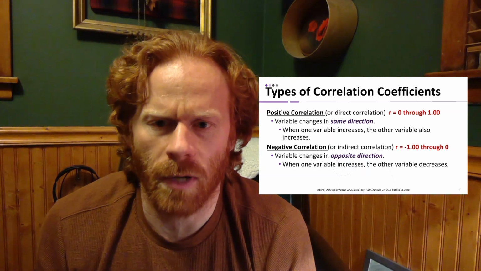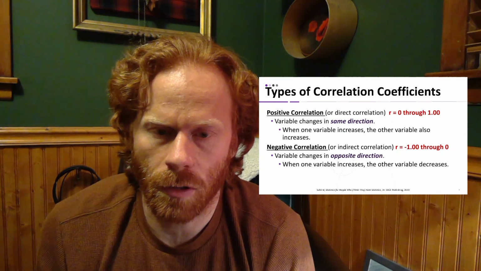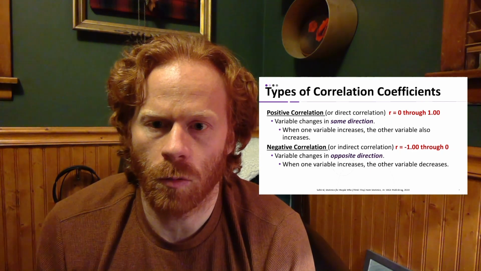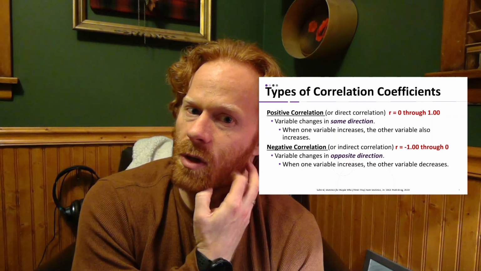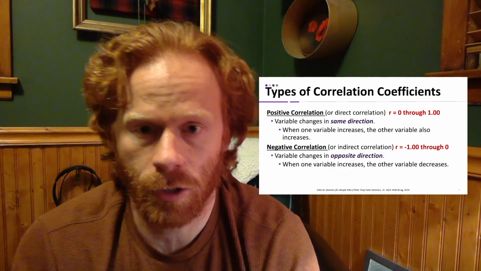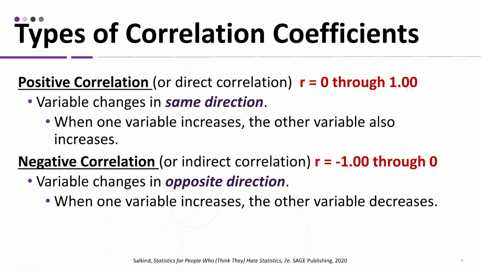There's a little bit different terminology that can be used in terms of directions of correlation here. So positive correlation can also be referred to as direct correlation, and negative as indirect. We call it direct because the variables change in the same direction. In a direct correlation, when one variable increases, the other variable increases as well. And we're going to represent this with an R of 0 through 1. Like I said, it's a positive correlation, a direct correlation. So we represent that with a correlation coefficient of a positive number.